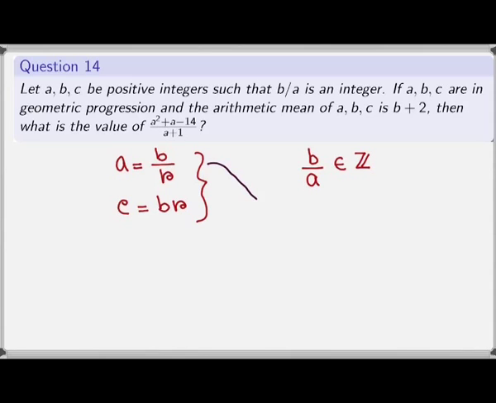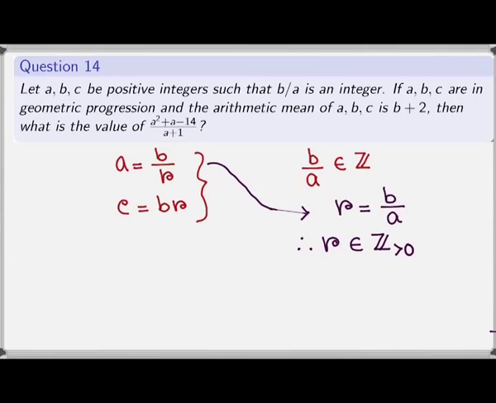From here we obtain R is equal to B by A. Therefore, we can conclude that the common ratio R is a positive integer. We denote the set of positive integers by Z in the subscript strictly bigger than 0.